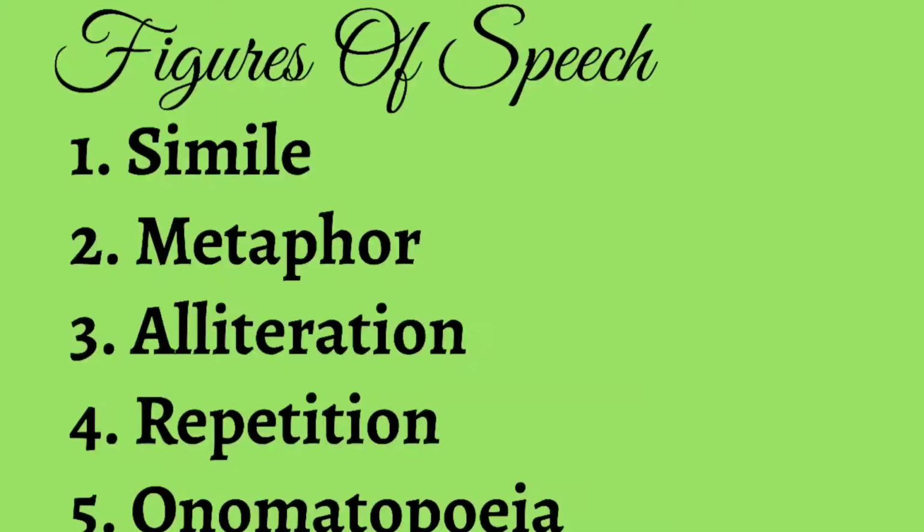So the 5 figures of speech that I'm going to do with you are simile, metaphor, alliteration, repetition, and onomatopoeia. A figure of speech is a poetic device that a poet uses in a poem. And so let's go on to the first figure of speech, which is a simile.